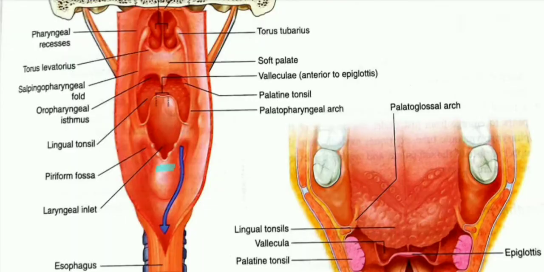Let's see the same in this picture. Here the highlighted area with a bulge is the postcricoid region, and these gaps lateral to this are the pyriform fossas.